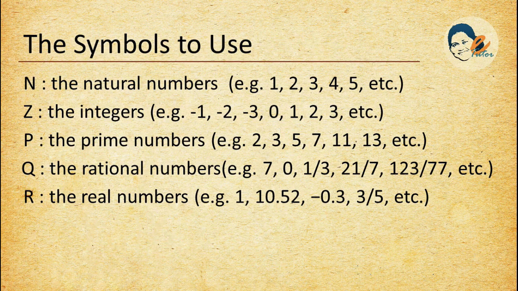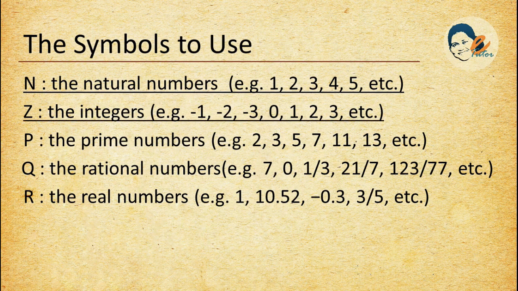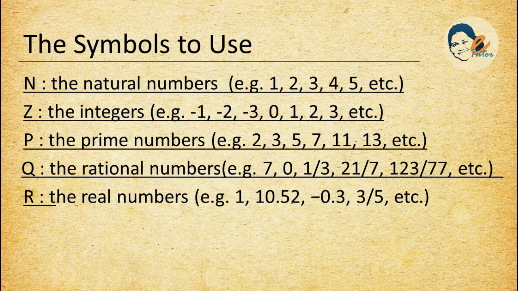As mentioned previously, here are some general conventions for denoting some common sets of numbers. Capital N, the natural numbers. Capital Z, the integers. Capital P, the prime numbers. Q, the rational numbers. And capital R, the real numbers. Just note these down for your future use.